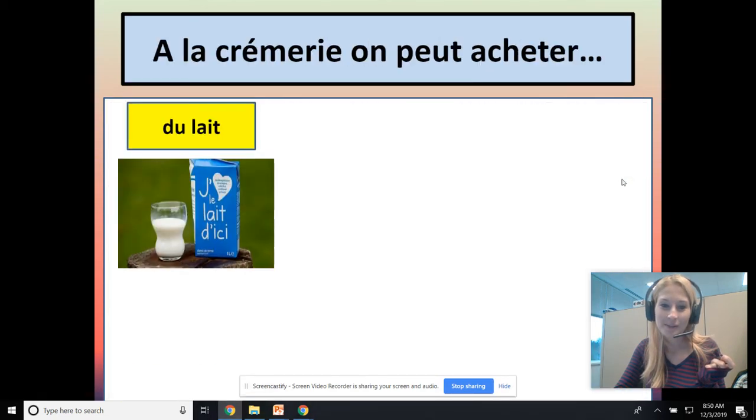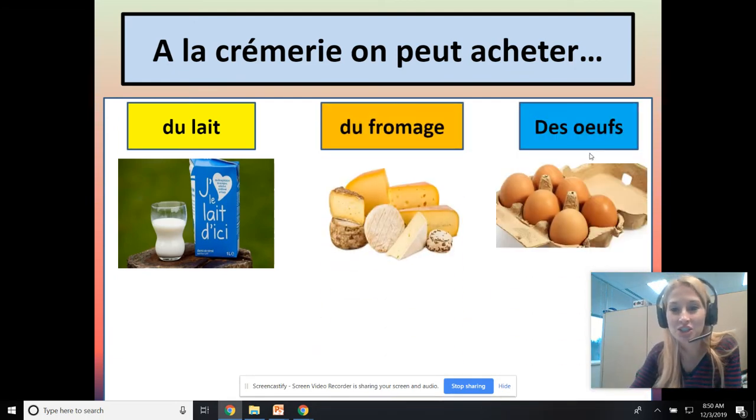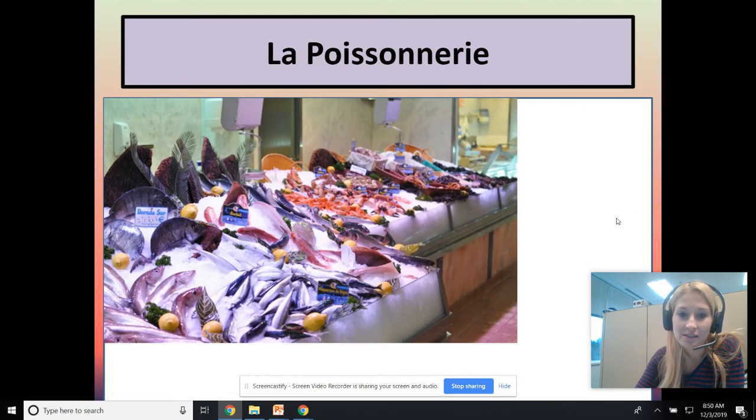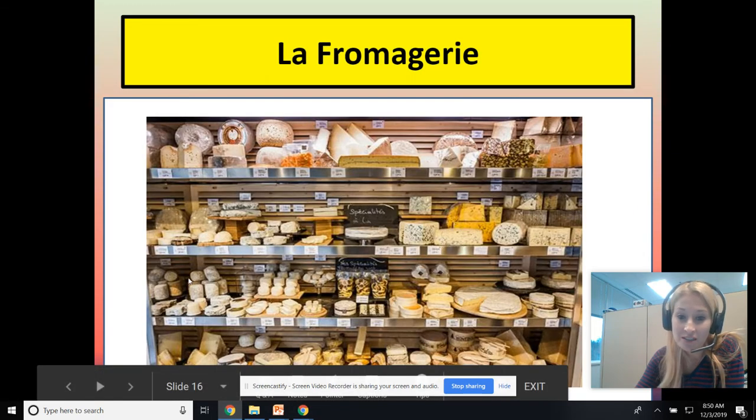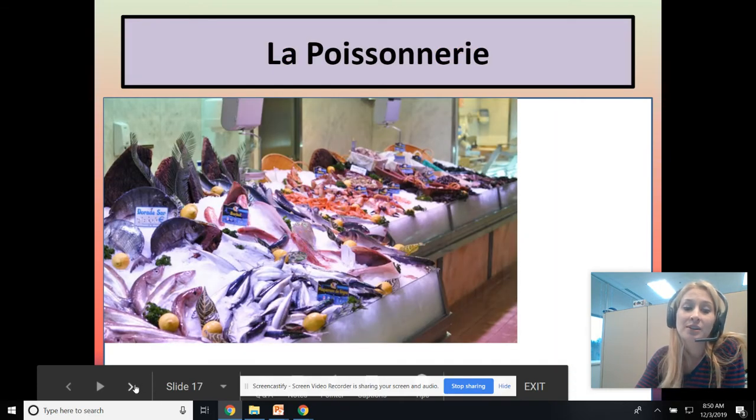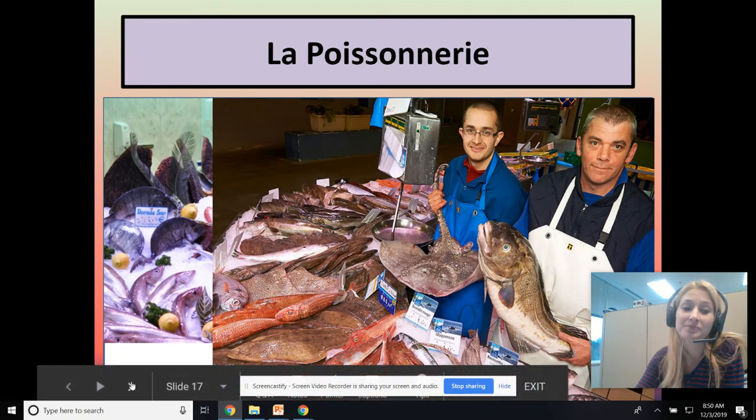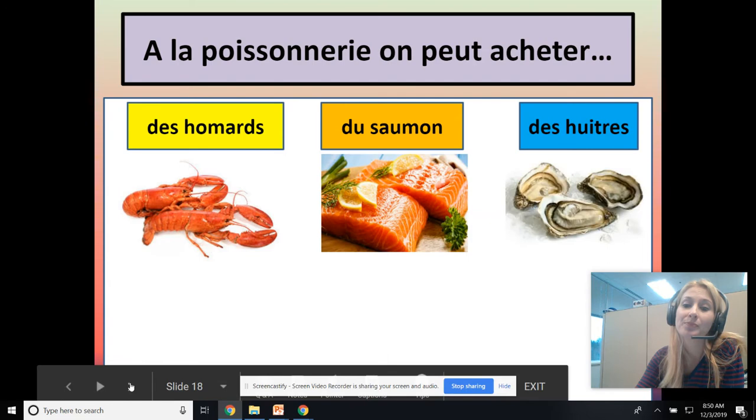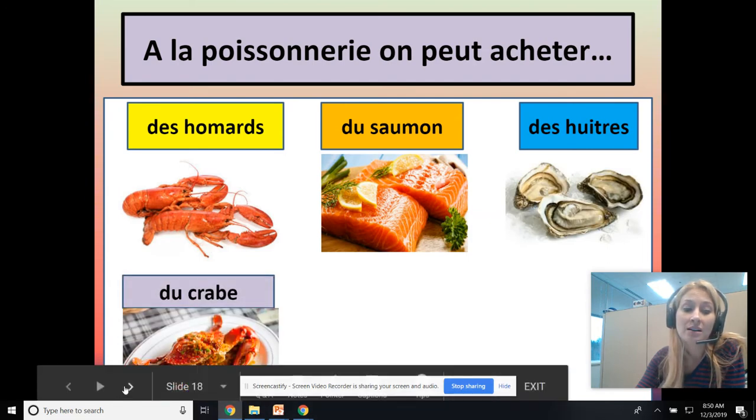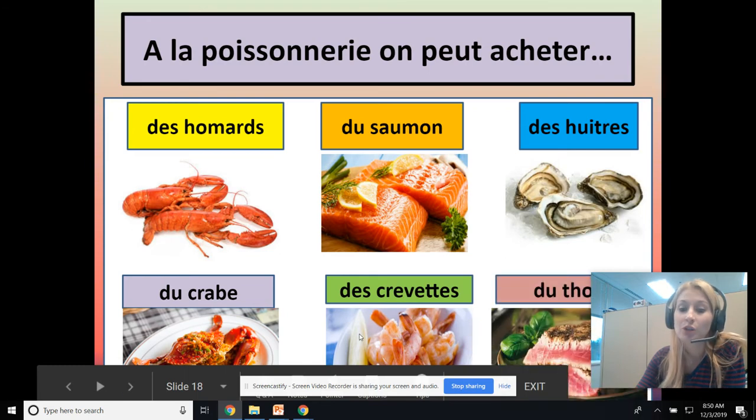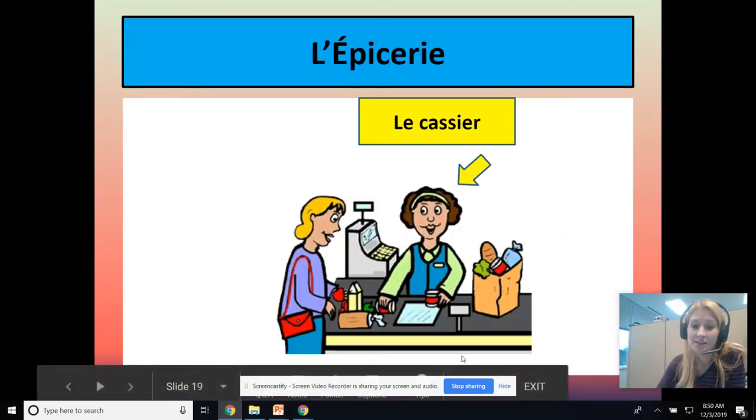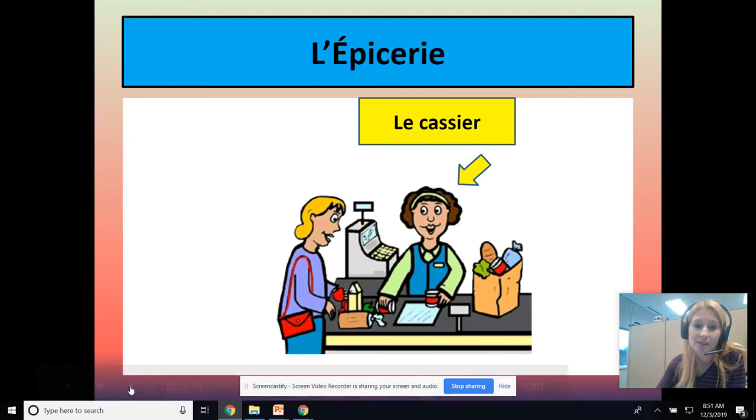La crèmerie. On peut acheter du lait, du fromage, des œufs, de la glace. La fromagerie. À la fromagerie, on peut acheter du fromage. You can see there's all different types of cheeses here. La poissonnerie, on peut acheter du poisson, des homards, du saumon, des huîtres, du crabe, des crevettes, du thon. Du thon, which is tuna. Et l'épicerie.